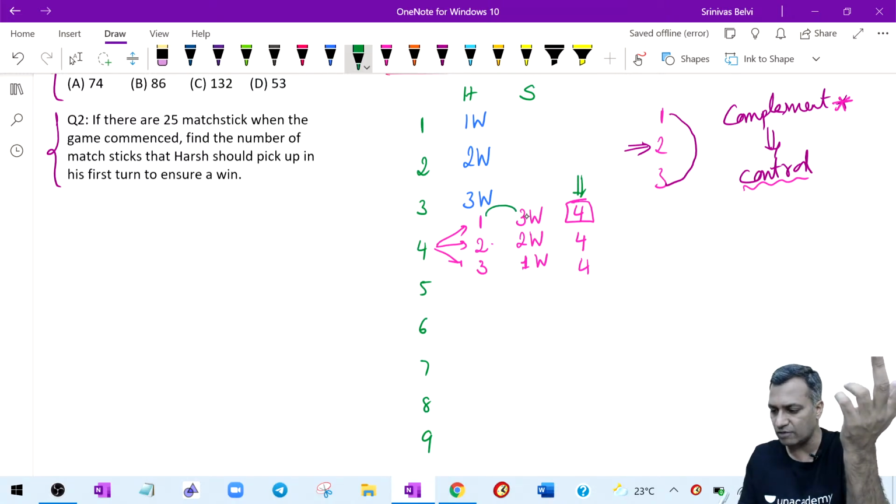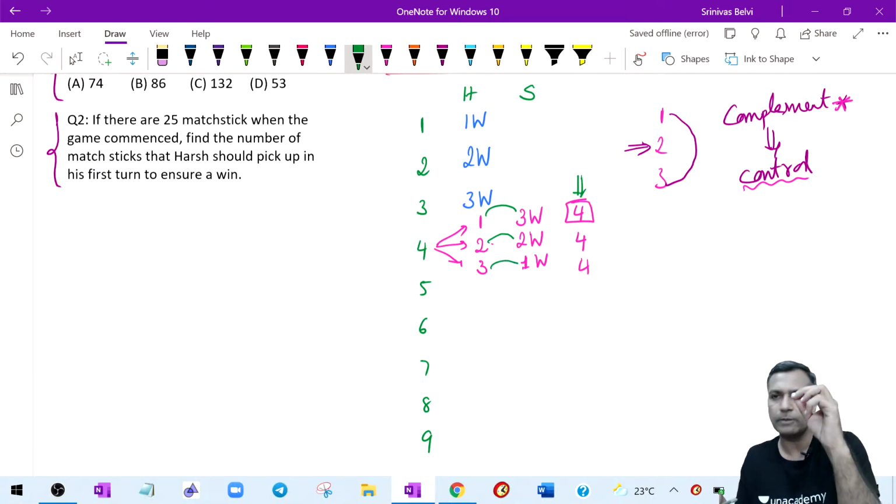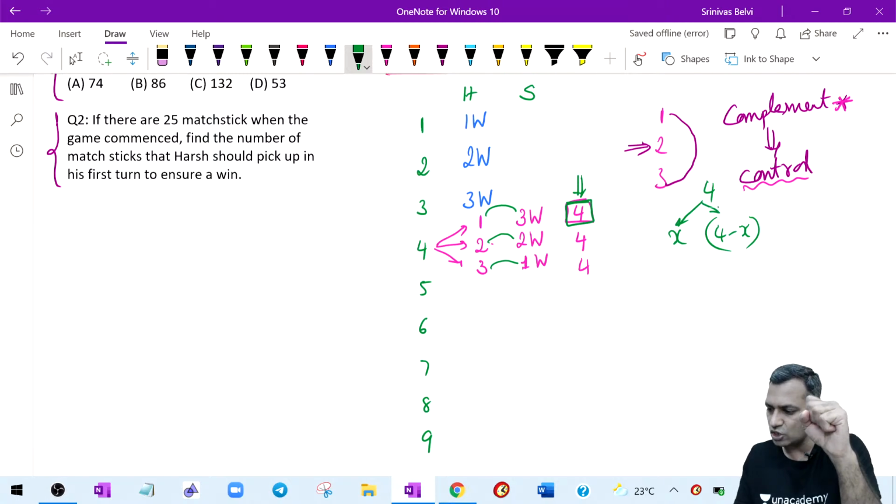Somebody can pick 1, therefore the other fellow can pick 3. Somebody can pick 2, therefore the other fellow also can pick 2. Somebody can pick 3, therefore the other fellow can pick 1, right? So the complements exist, and hence the control can be established with the number 4. In the sense, x and 4 minus x. Because if 4 is the controlling number, if somebody picks x, the other fellow controls it by using 4 minus x. That is the concept of this.